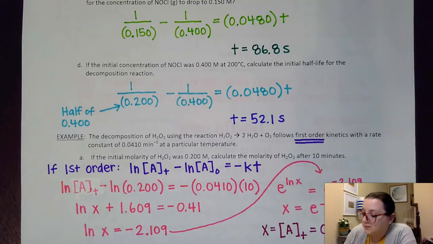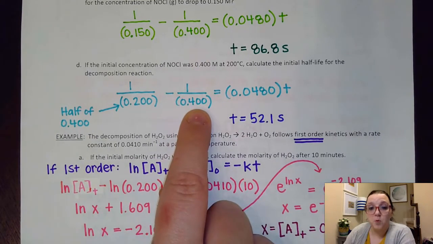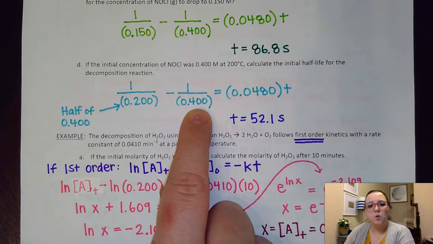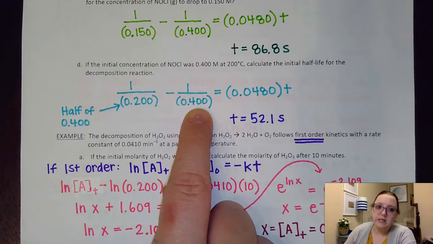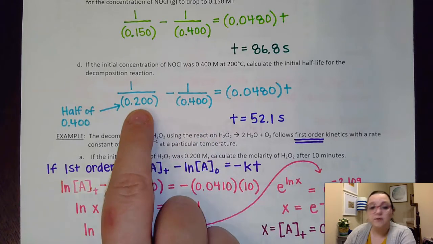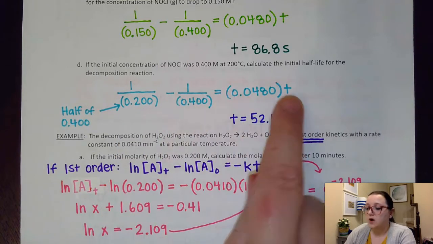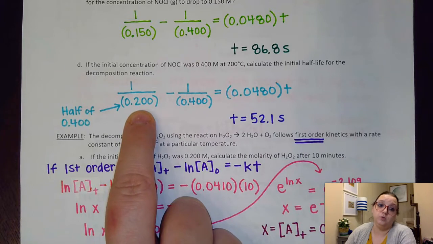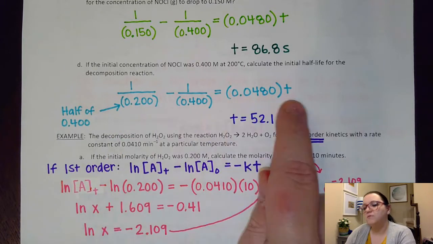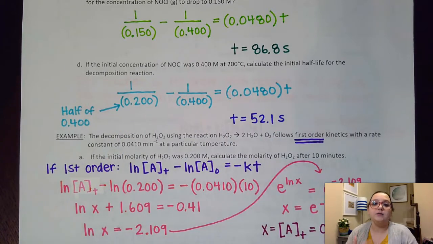So what I did was I plugged in my 0.4 initially, but then I said, half-life is the time it takes for that to get cut in half. What would 0.4 be cut in half? That would be 0.2. So I want to figure out the time it takes for me to get down to 0.2 molarity. And I would solve this algebra the exact same way I solved the previous problem, and that gets me a time of 52.1 seconds. All right, let's look at the next one.